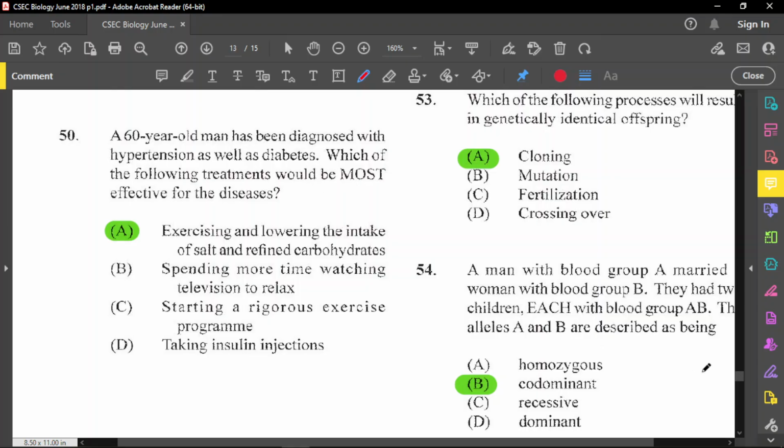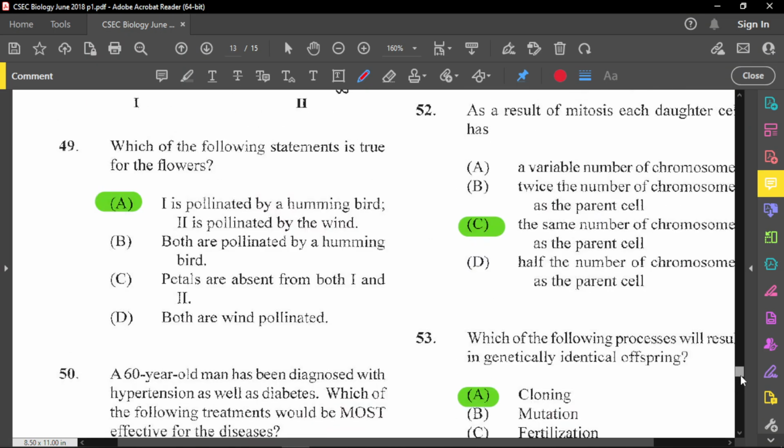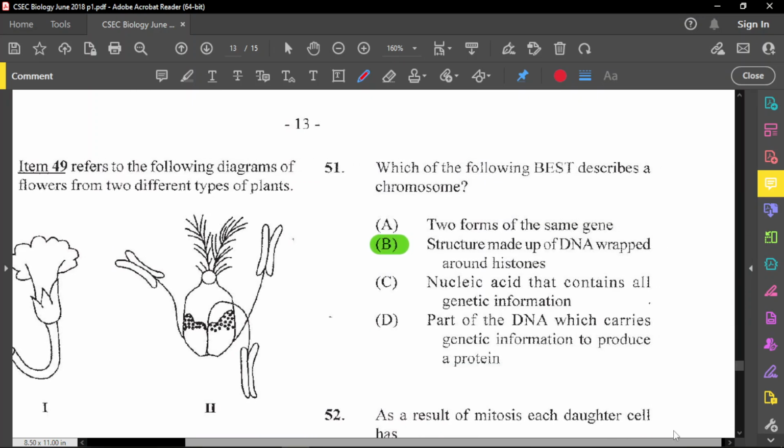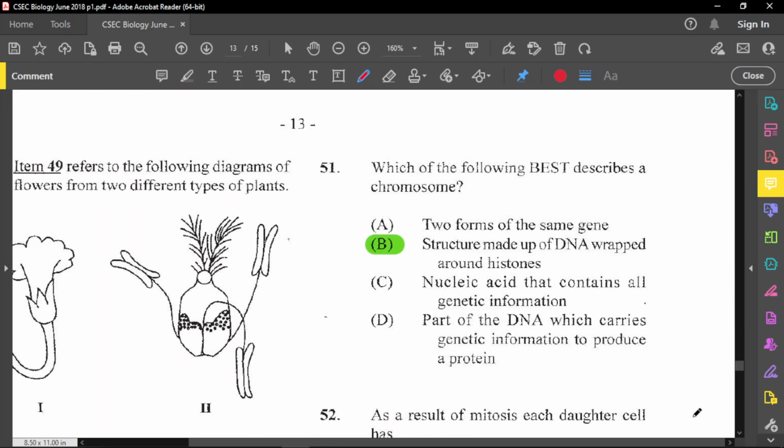All right, so 51, let's slide up to that one real quick. For question number 51, it said, which of the following best describes a chromosome? And a chromosome, this is a repeat question as well. It's a structure made up of DNA wrapped around histones. And histones are proteins, all right?